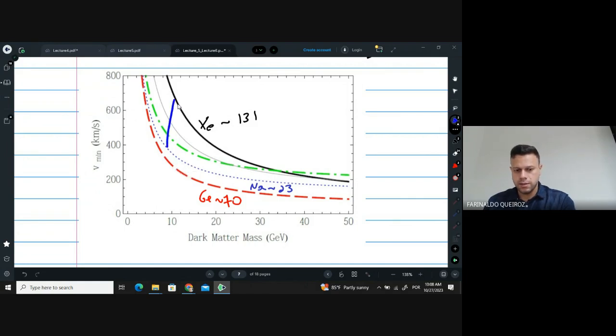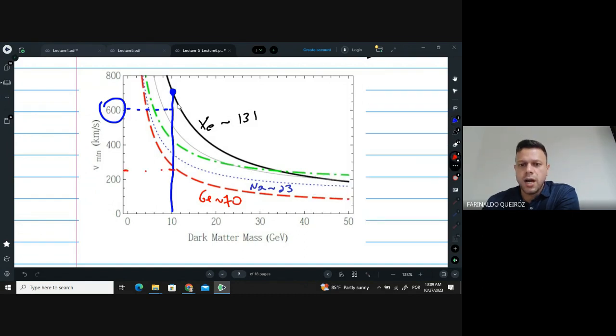So you see, I would need a minimum velocity larger than 600 kilometers per second in order to produce a detectable signal in a xenon detector, given the threshold they had at that time. And for germanium, you need a much lower velocity. That explains why germanium and silicon, for instance, are ideal targets to search for low mass dark matter particles. That just comes from kinematics.